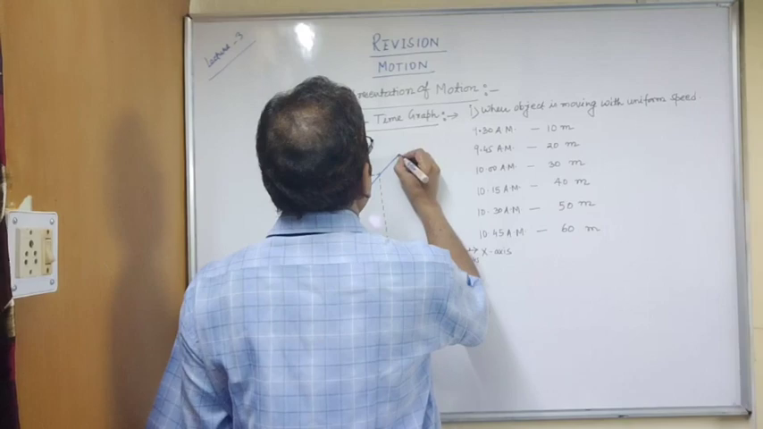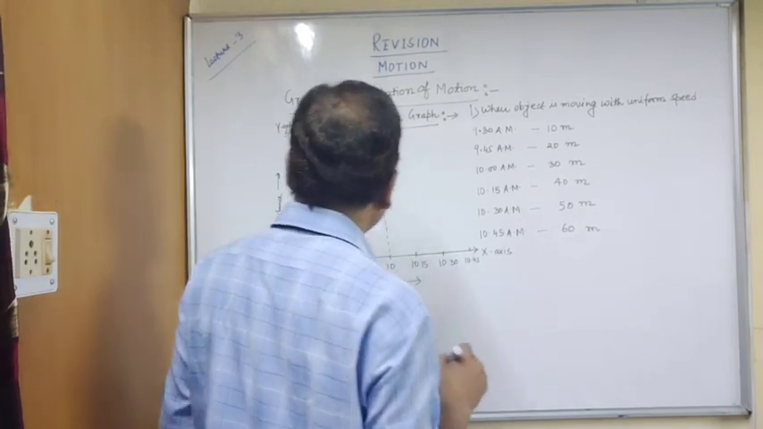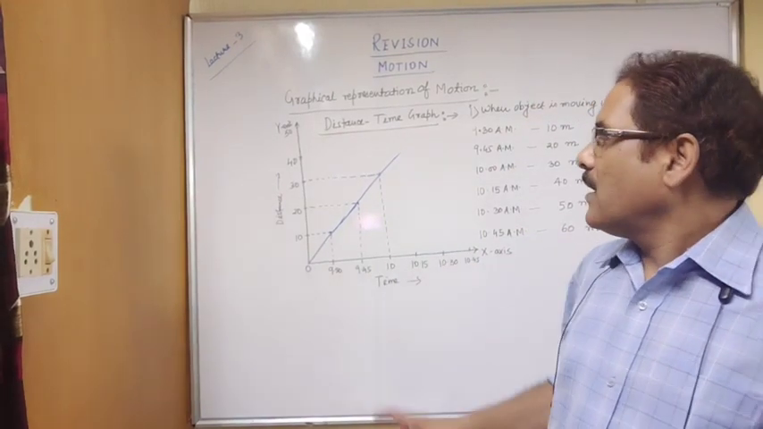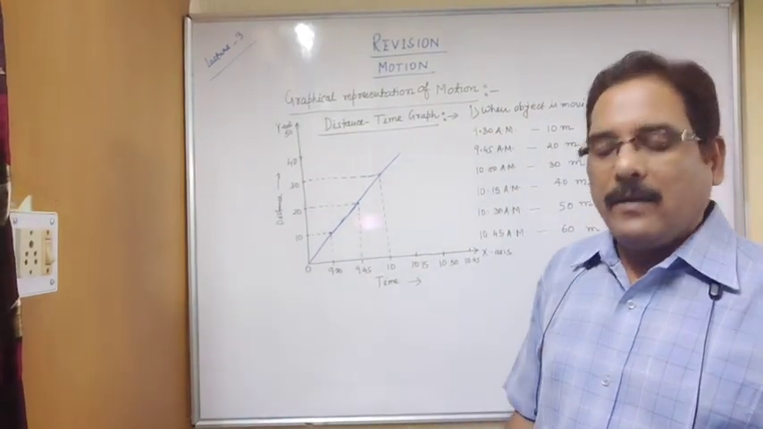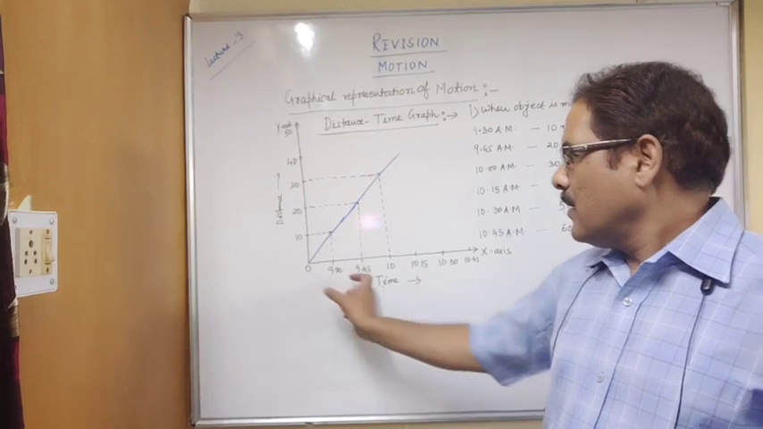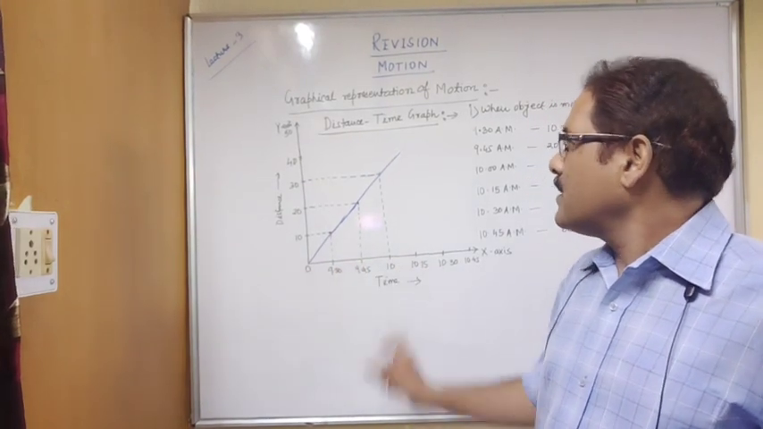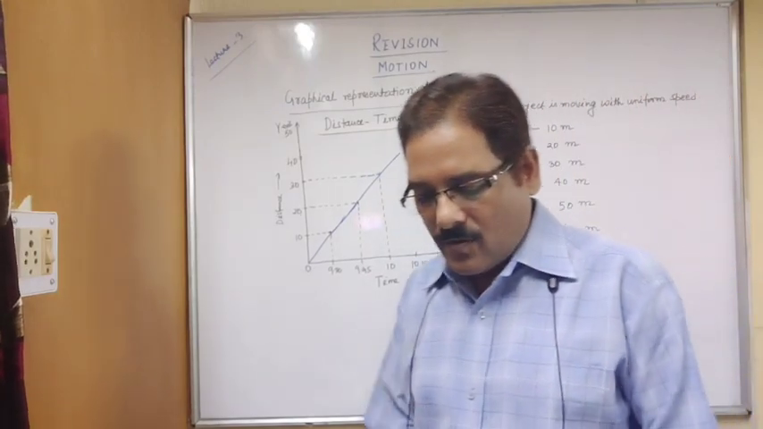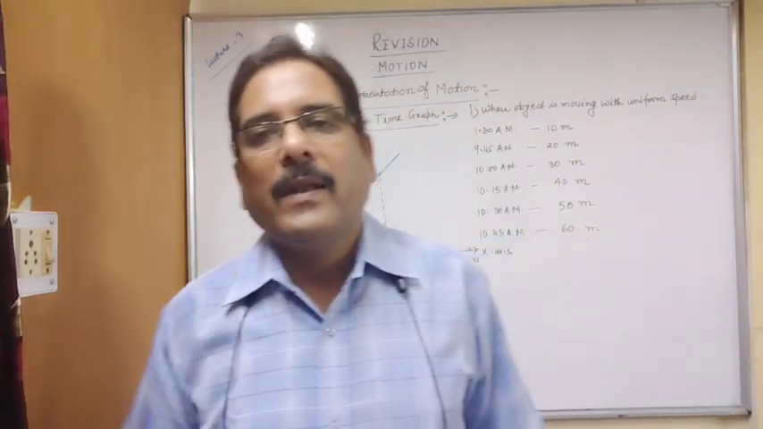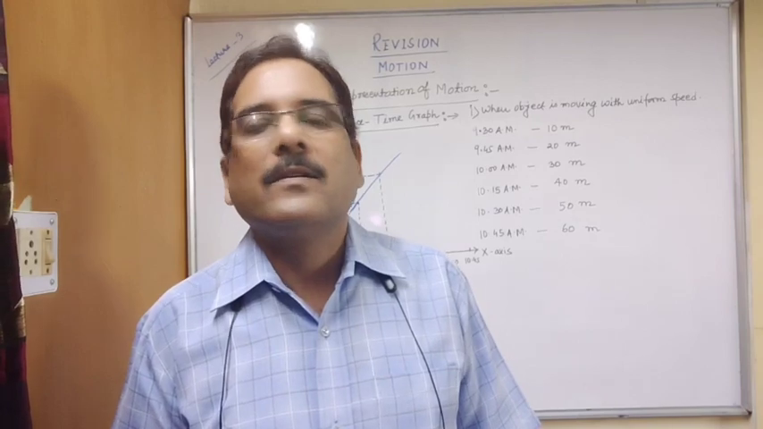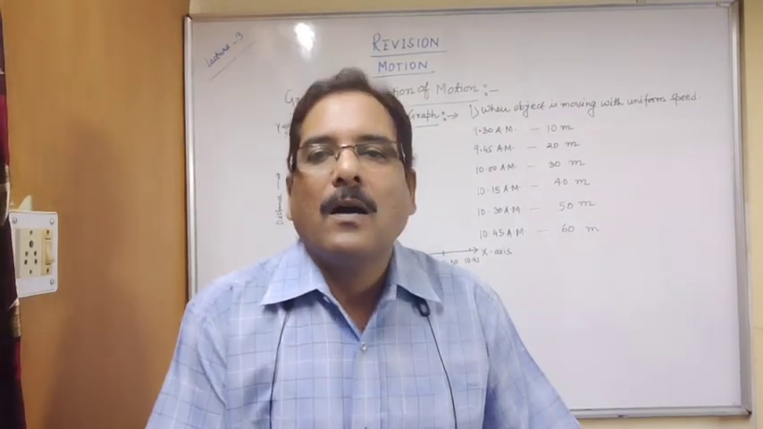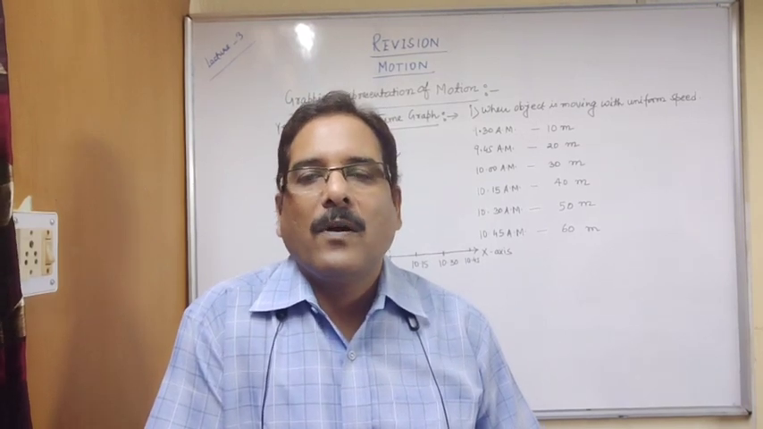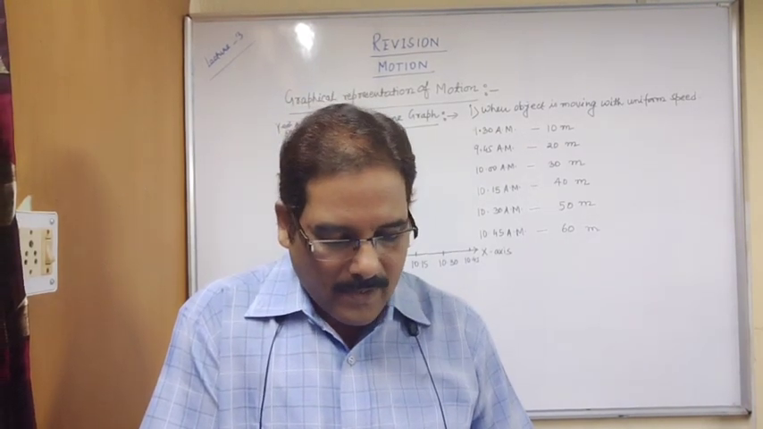So in this way it is difficult to draw a straight line on a whiteboard without a scale. But if you take this data in your copy with a scale, and take these distances, equal distances, and draw a graph, you will get a straight line graph. So what it shows is that whenever an object moves with uniform velocity or uniform speed, its motion is uniform, you will get a straight line graph.